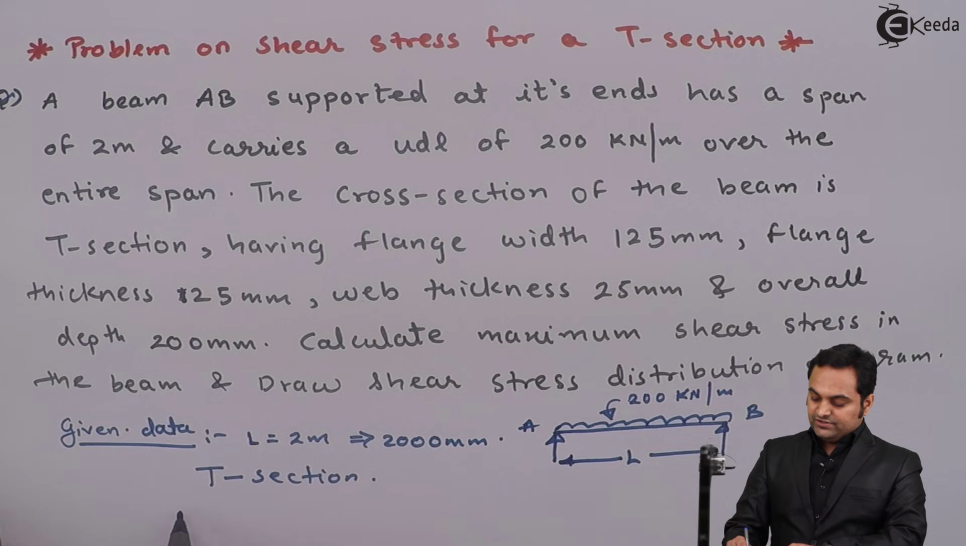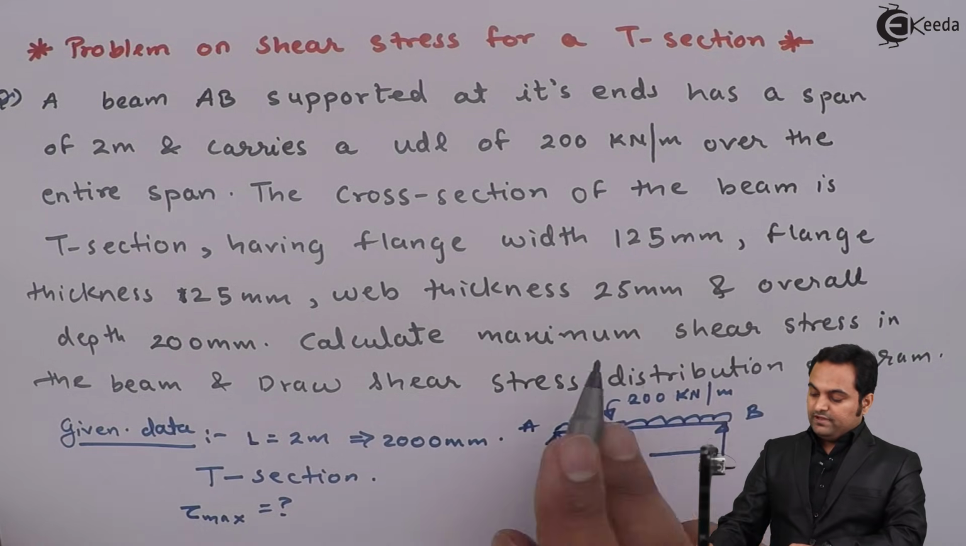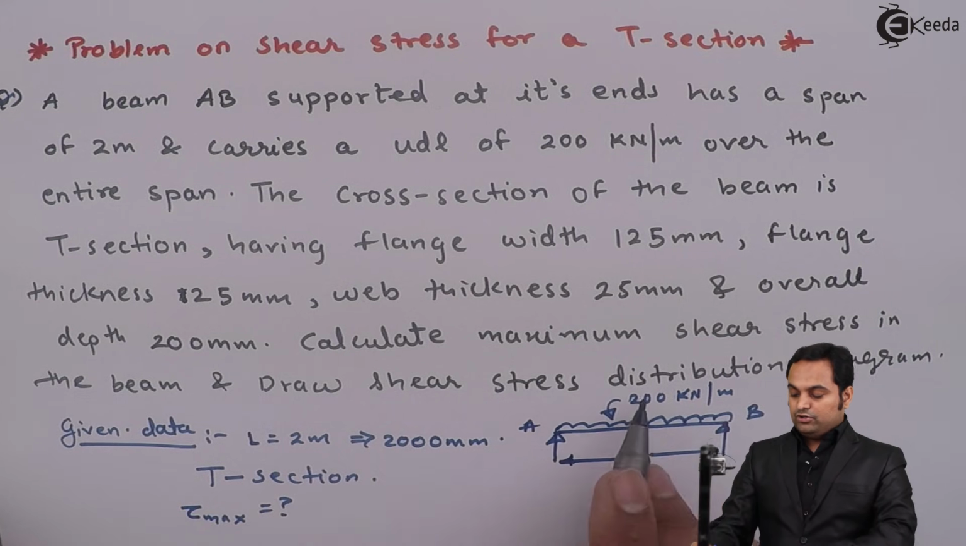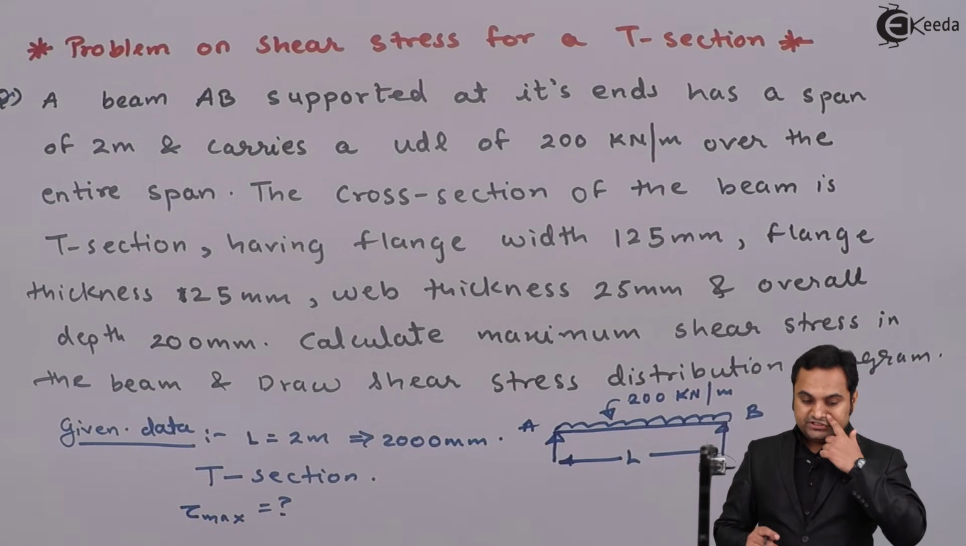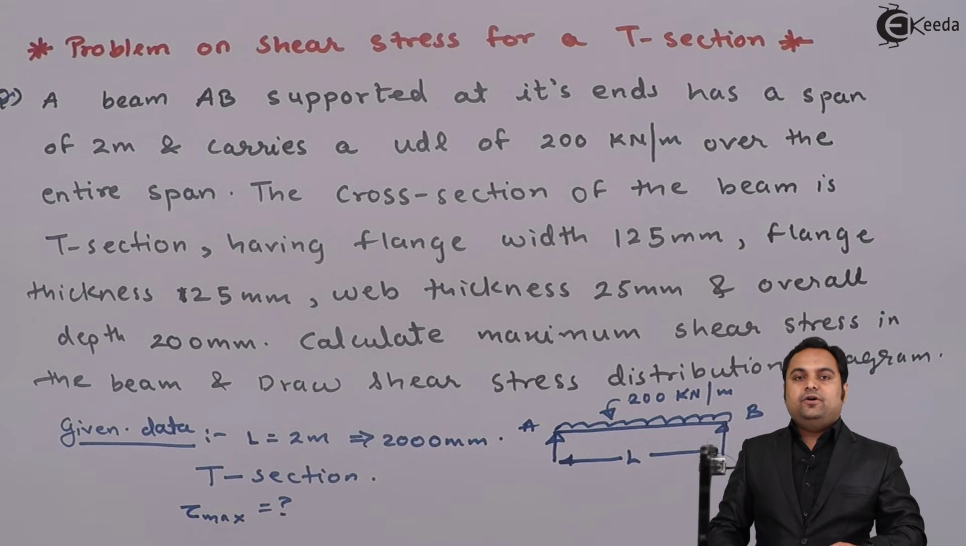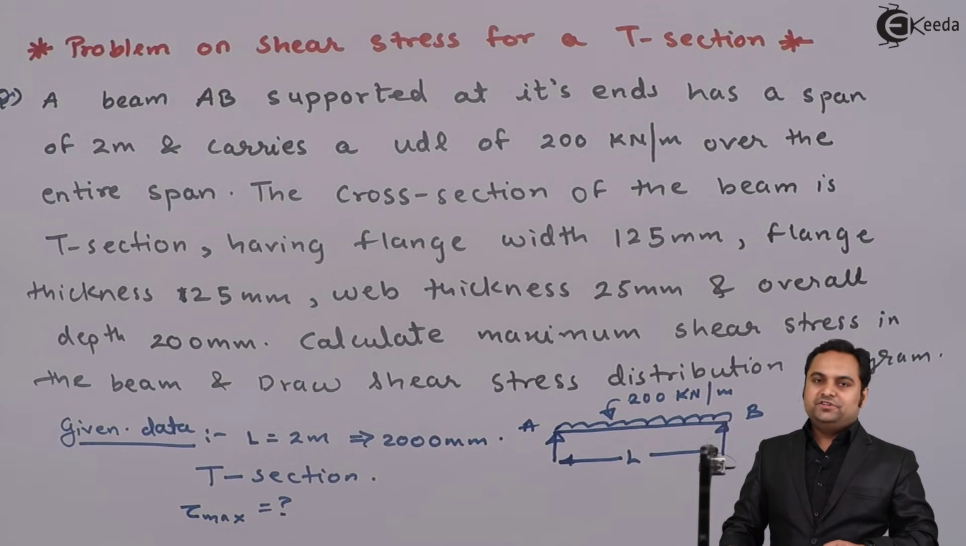Calculate maximum shear stress, that is tau max, the maximum shear stress in the beam, and draw shear distribution diagram. So this is the question we have. Now let us try to get the solution to this problem.